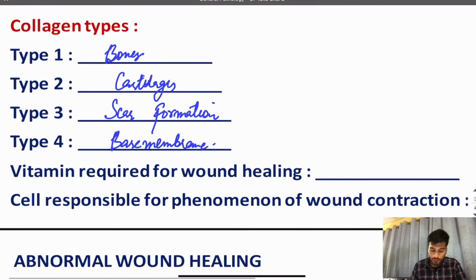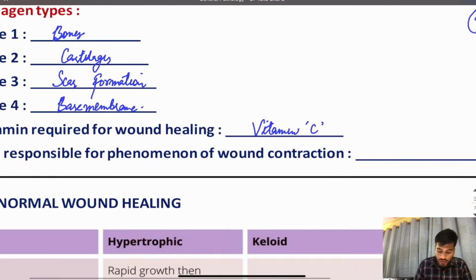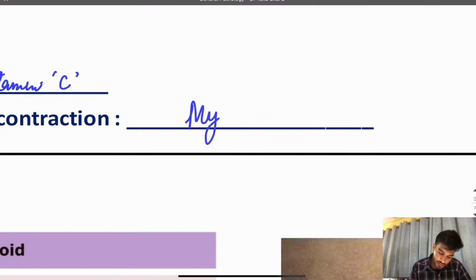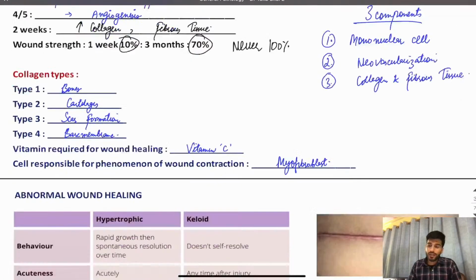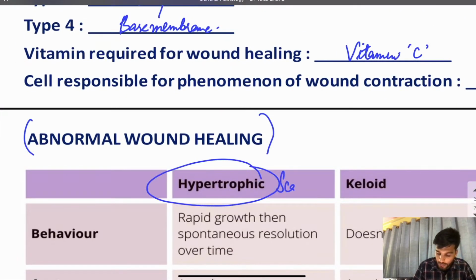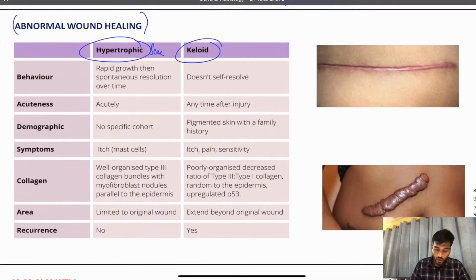The vitamin required for wound healing guys, which vitamin? Vitamin C. That's why if there is a deficiency of vitamin C, we have poor wound healing, along with zinc as well. The cell responsible for wound contraction is myofibroblast. So it was about wound healing. Now if there is abnormal wound healing guys, there will be 2 conditions. Either there will be a hypertrophic scar or keloid formation.